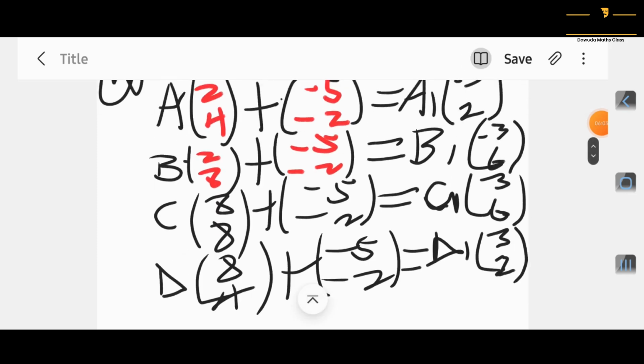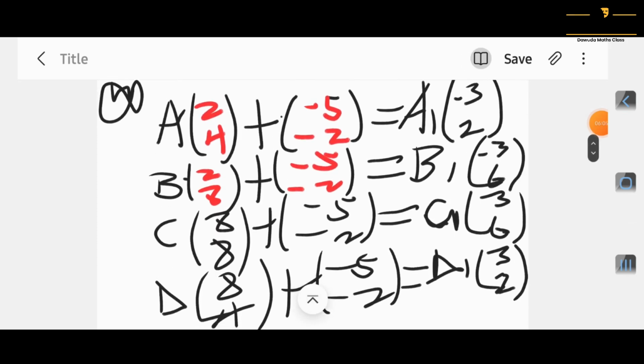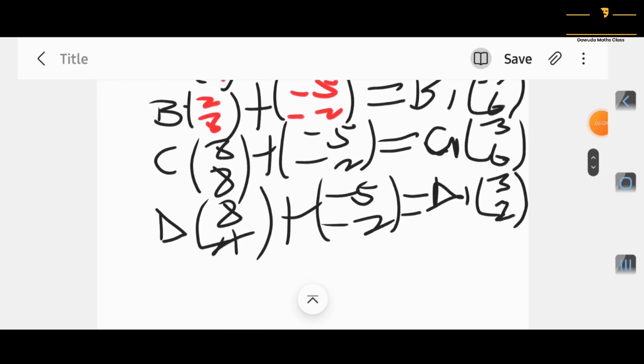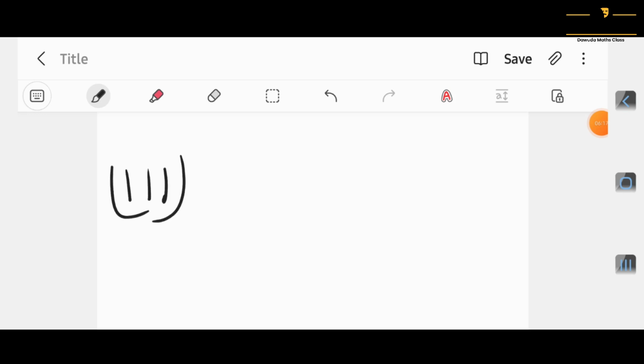So you plot each point on the graph, A1, B1, C1, D1. It is shown on the graph. So let's go to Question 6b, I. With I, we still have the same point A, which is 2, 4.